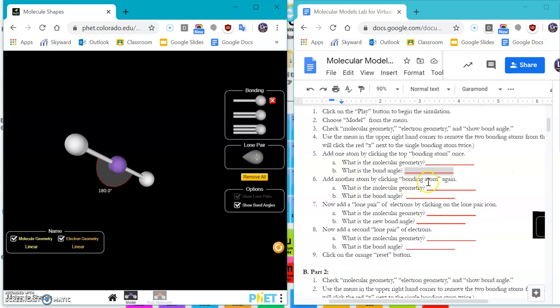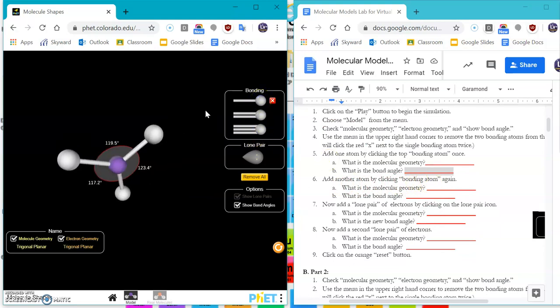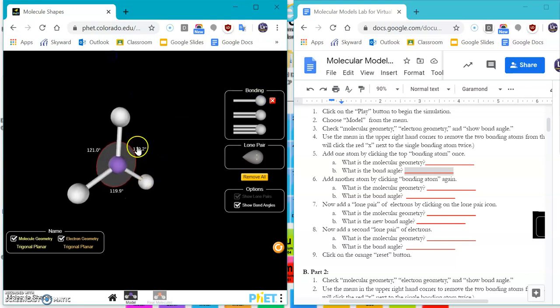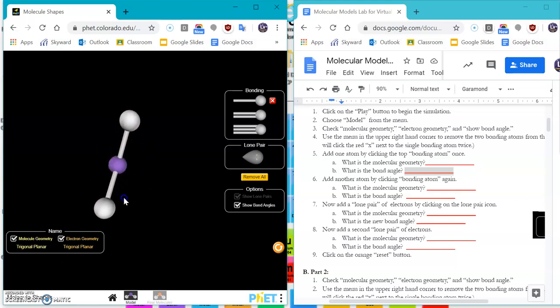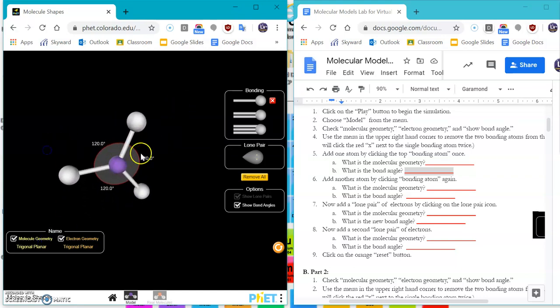When it says to add another atom by clicking the bonding atoms part, you will see that we now have trigonal planar here. So we have three things in one plane. If you spin it this way, you see they all occupy the exact same plane. It's flat, okay, like so. And a circle is 360 degrees divided by 3 gives them a bond angle of 120 each.